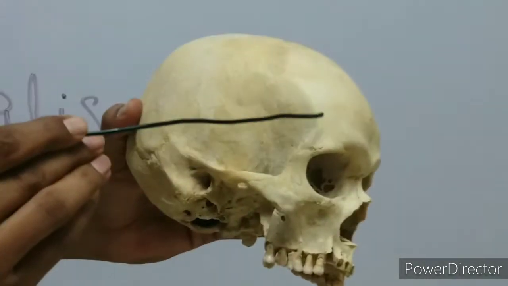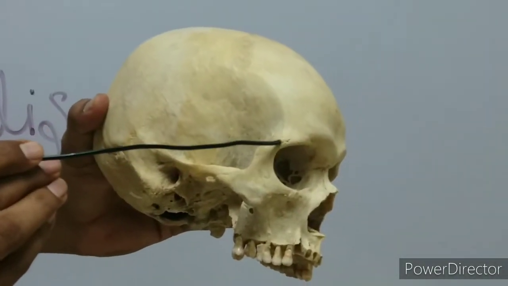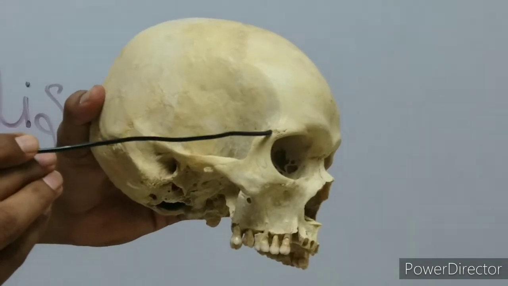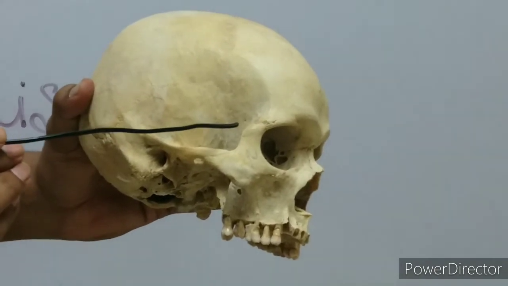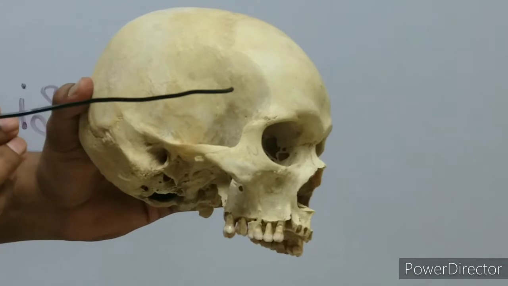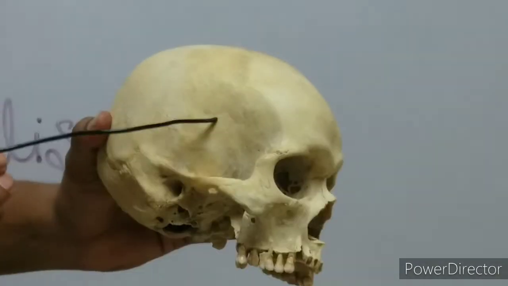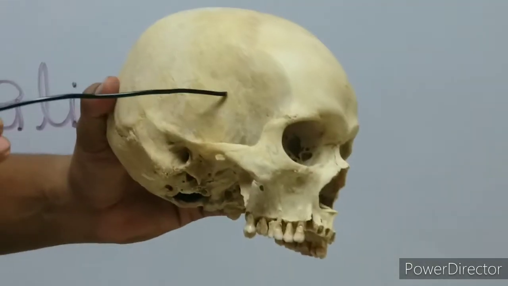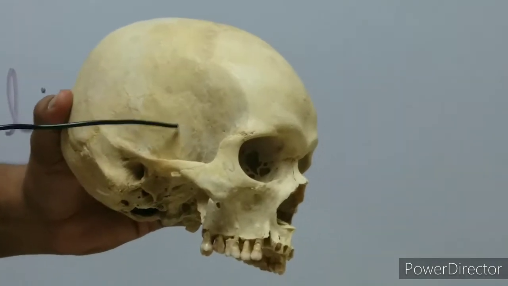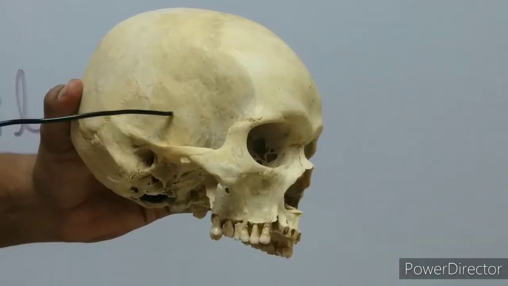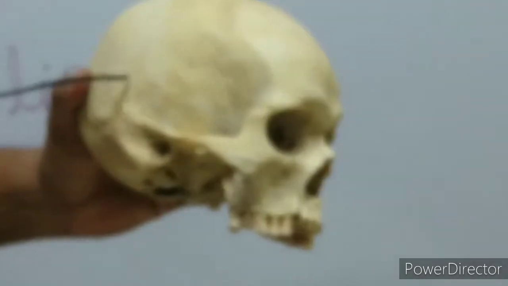Okay, this is the frontozygomatic suture, 2.5 centimeters behind and 4 centimeters above. Okay, so this is the meeting point. So this is about the pterion. Okay, so this is all about the temporal fossa.